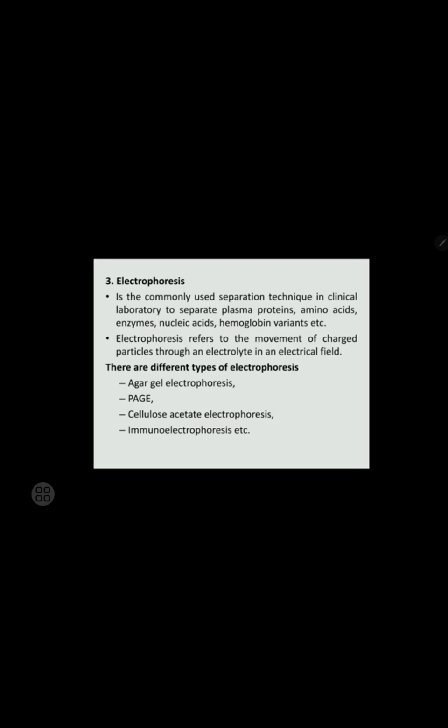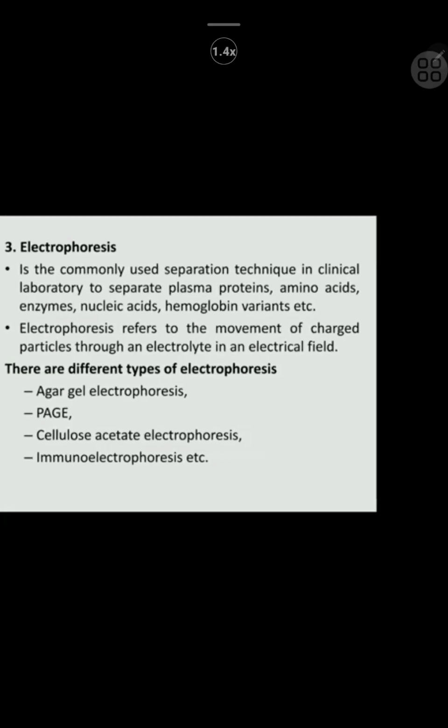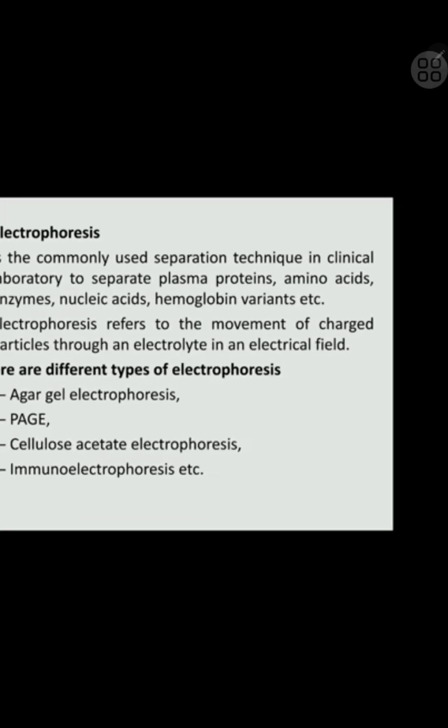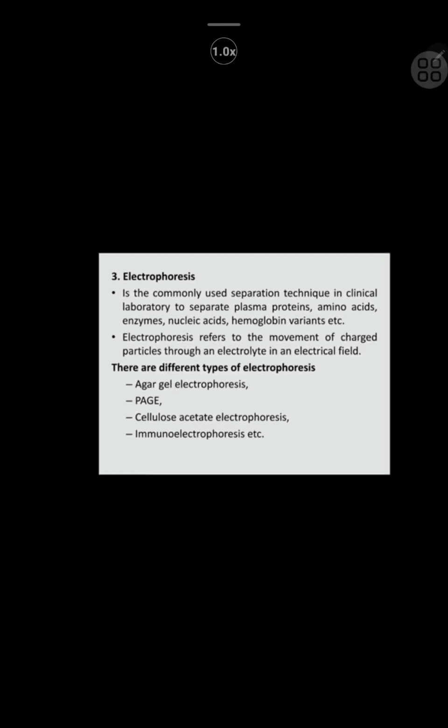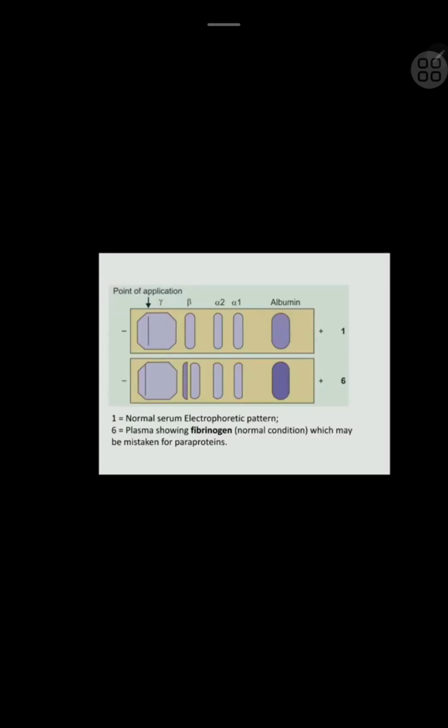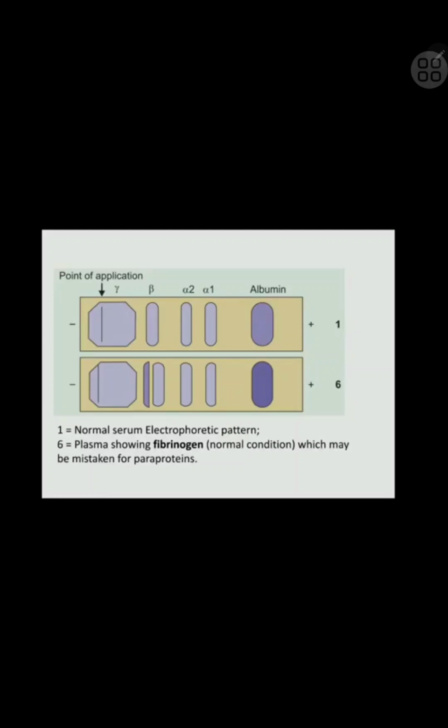Coming to different types of electrophoresis: agar gel electrophoresis, polyacrylamide gel electrophoresis, cellulose acetate electrophoresis, and immunoelectrophoresis are some of the important types. This is the normal serum and plasma electrophoretic pattern. Here this is an agar gel electrophoresis. The sharp line indicates the point of application. You are going to apply the sample, that is serum, plasma, or maybe urine is also used, at the negative end.